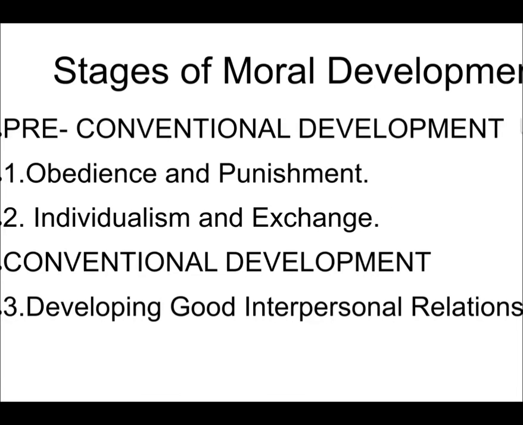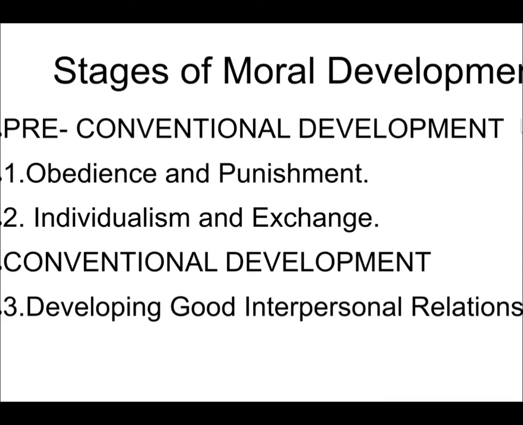Let's see the stages of moral development. In the pre-conventional level, there are two stages: obedience and punishment. In this stage, the child obeys because of the fear of punishment. Then individualism and exchange. In this stage, whatever the child is doing, in return he wants something. Individualistic feelings will be developed in this stage.